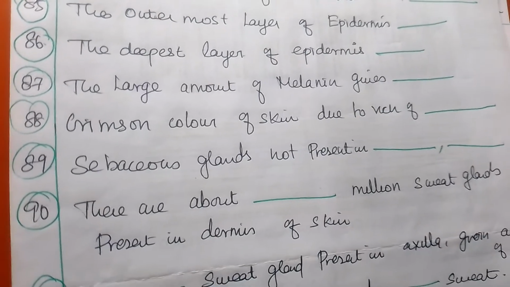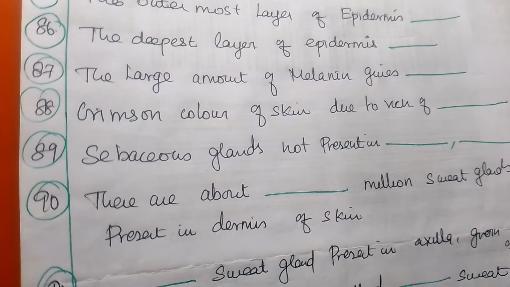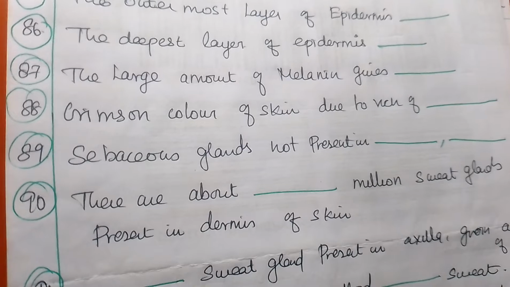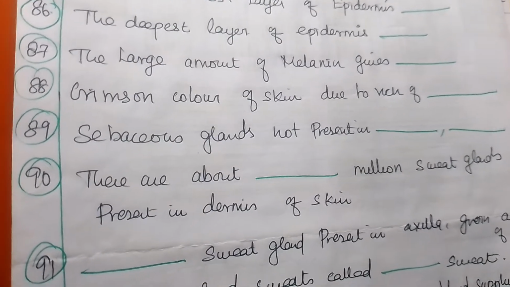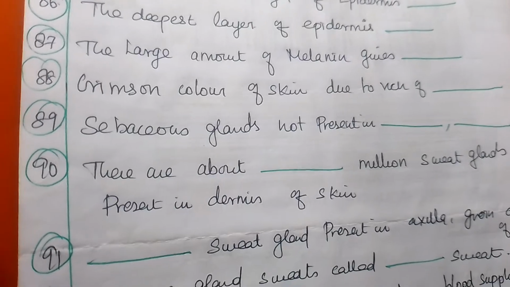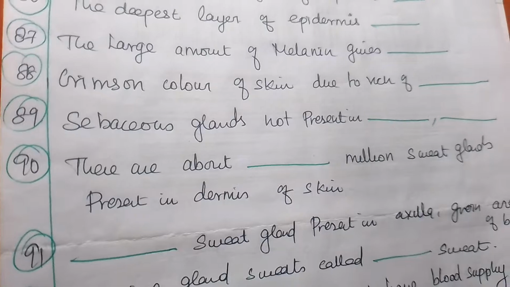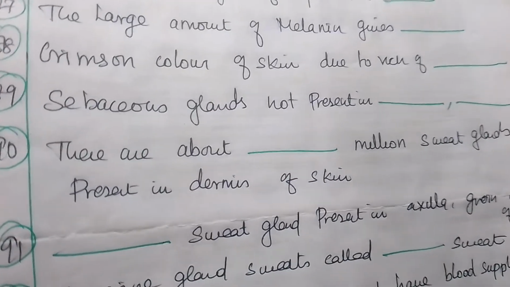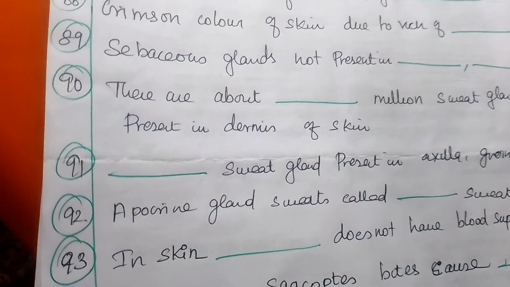The crimson color of the skin is due to richness of dash. So rich in oxygen-rich hemoglobin, so it's giving the crimson color. Sebaceous glands are not present in palm and sole. There are about dash million sweat glands present in the skin.